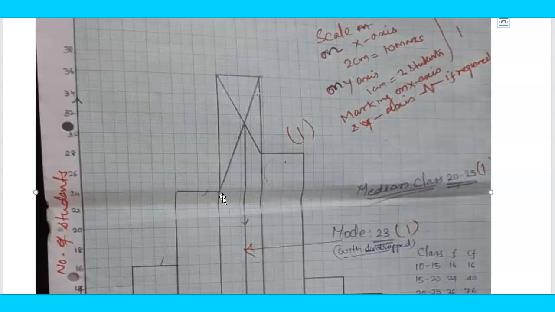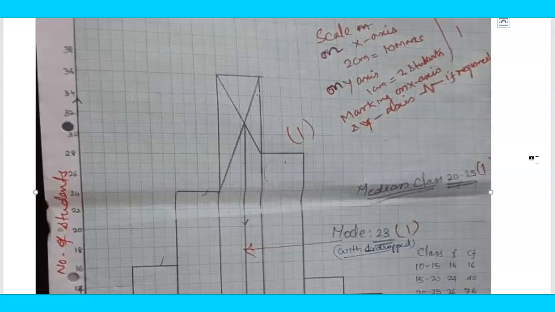After that, at least these four rectangles should be marked correctly: 1, 2, 3, and 4. If the first four rectangles are considered and correctly marked, you will get 1 mark. And for finding the mode, you should have drawn this. From the top rectangle, you should have joined the top right corner to the previous top right corner, and the top left corner to the next top left corner. After that, you have to draw a perpendicular from there. If you have drawn these and written the mode, then you will get 1 mark.